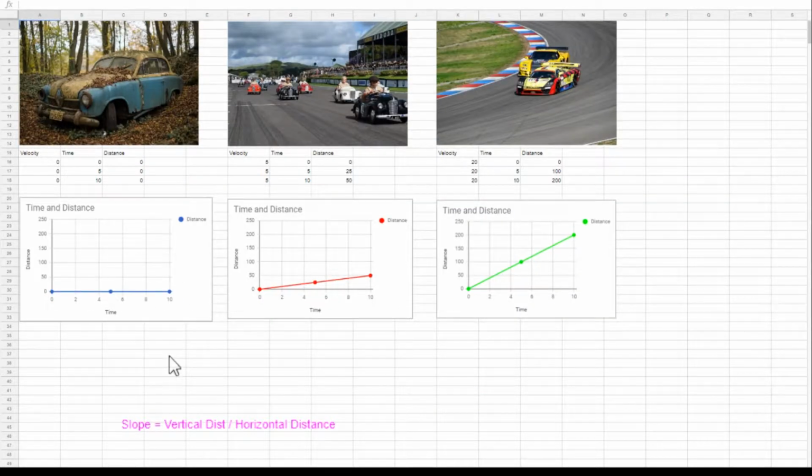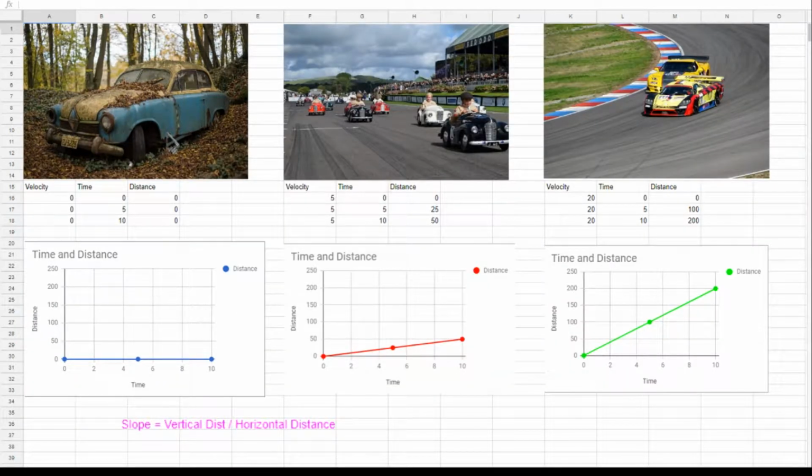Now, I'll expand this a little bit so that we can see what's going on in more detail. Here, this vehicle has a velocity of 0, and in fact has had a velocity of 0 for some time, it appears. So, if I look at the different times, the distance is still 0. If I make a chart of it, with time on the horizontal axis and distance on the vertical axis, no matter what the time is, the distance doesn't change. It's still 0.